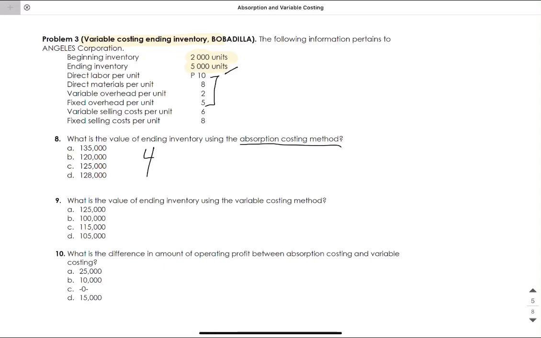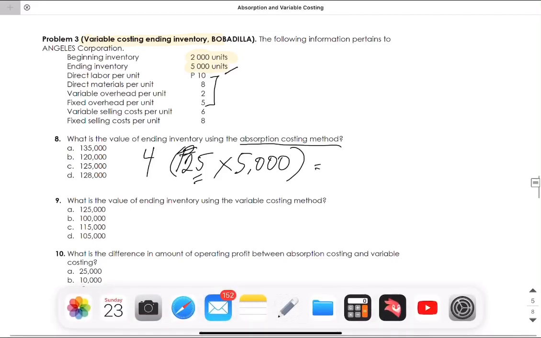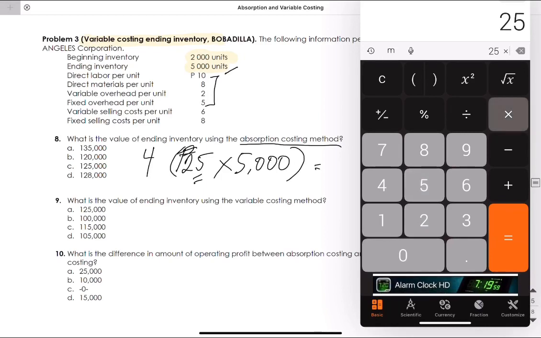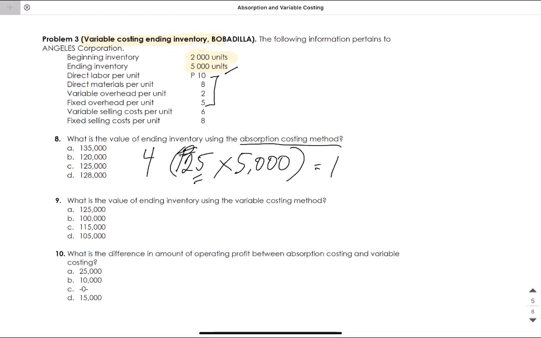Okay, so 10 plus 8 plus 2 plus 5, that is 25 per unit. You just have to multiply this by the number of units in the ending inventory. So that is 5,000. Every unit has a value of 25. Then for the total, we have to multiply: 25 times 5,000, so that is 125,000. Okay, correct, 125,000. So the answer is letter C.